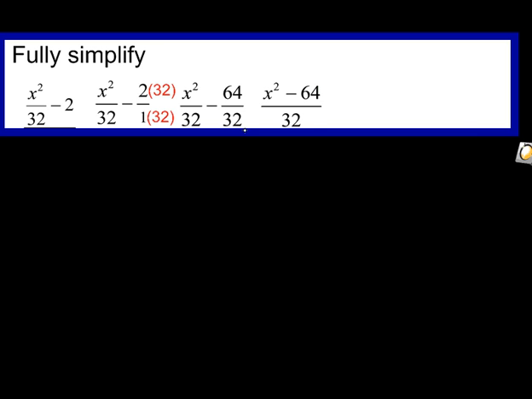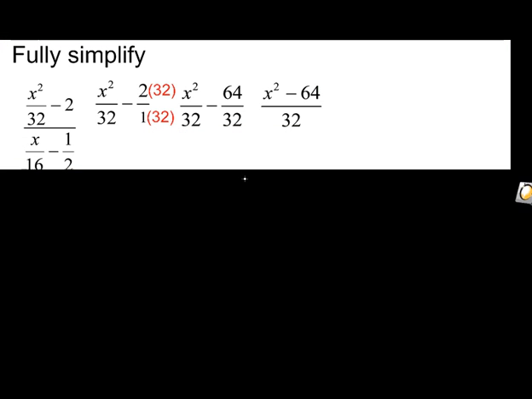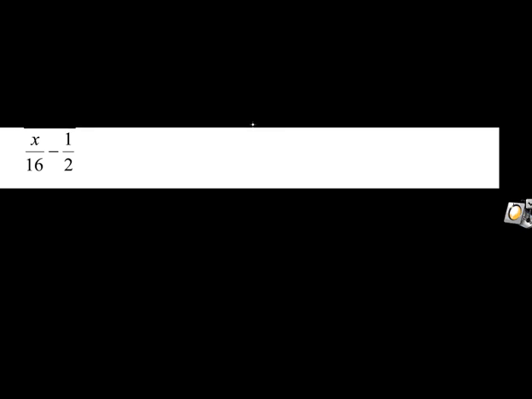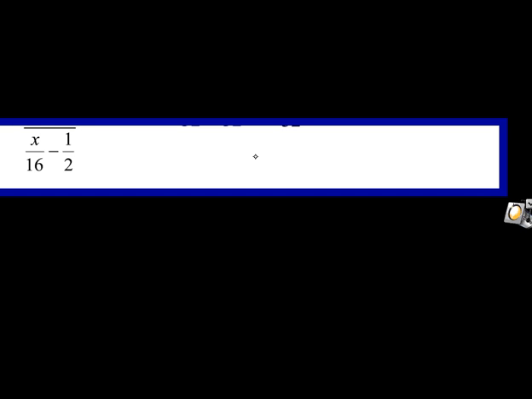All right, now let's go to the denominator. And we're just going to focus on the denominator for now. So I'm going to rewrite it. It's x over 16 minus a half. I need a common denominator here, so I'm going to multiply by 8 over 8.